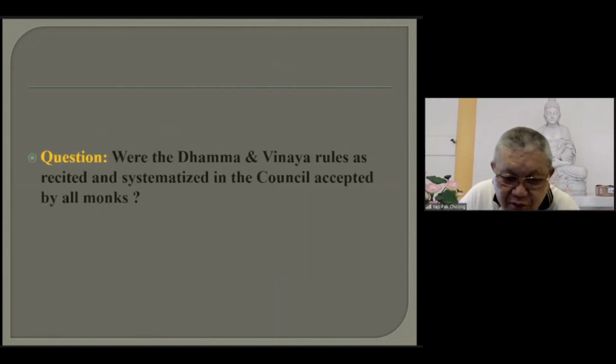The next question is: were the Dharma and Vinaya rules, as decided and systematized during the council, accepted by all monks? Dharma and Vinaya, excluding Abhidharma, as I say, because the Vinaya never mentions the Abhidharma. Even in the Sutta teaching, there is no such word as Abhidharma in the early text. It came out only after the Buddha passed away, later. So as far as the first council is concerned, we only talk about Dharma and Vinaya. Now the question is, did all the monks agree to follow the recitation by Ananda and Upali or not?